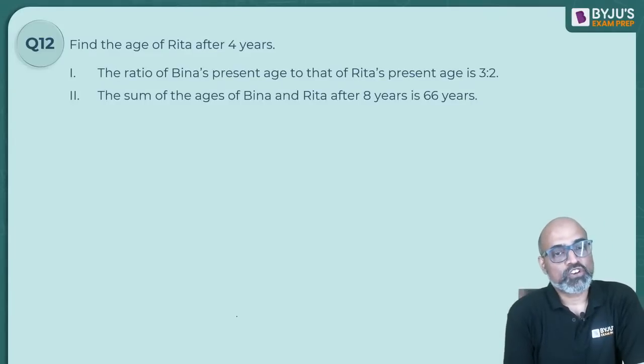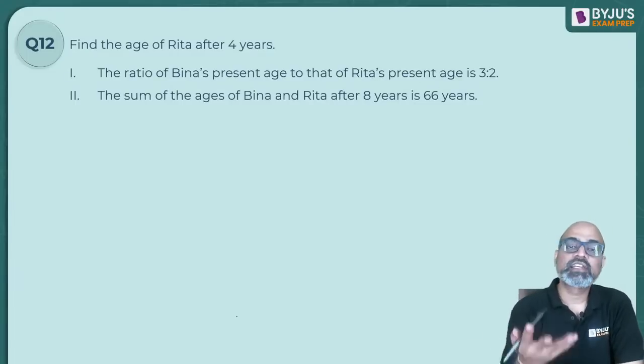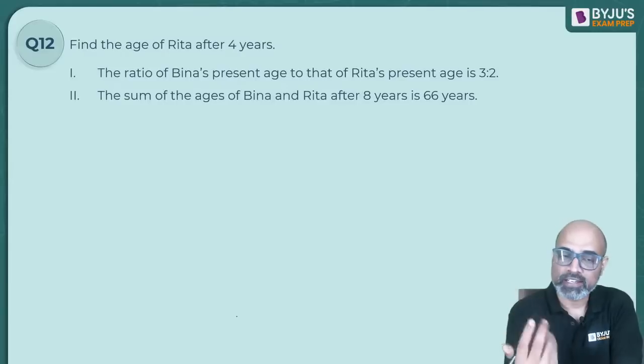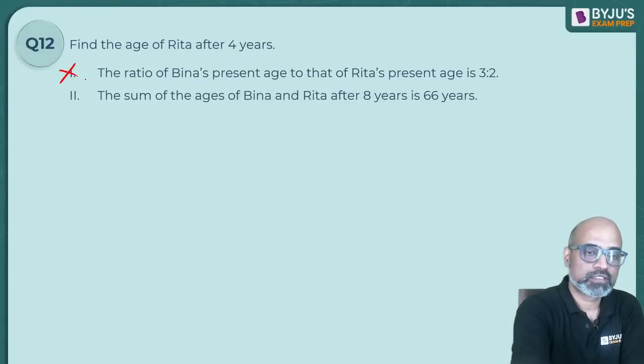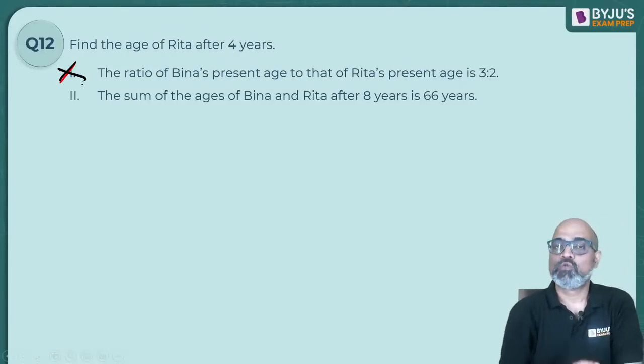So the ratio of Bina's present age to that of Rita's present age is 3:2. Again, what will we do with a ratio? What can we do with just a ratio, right? Won't get an answer. Sorry, black. Won't get an answer.